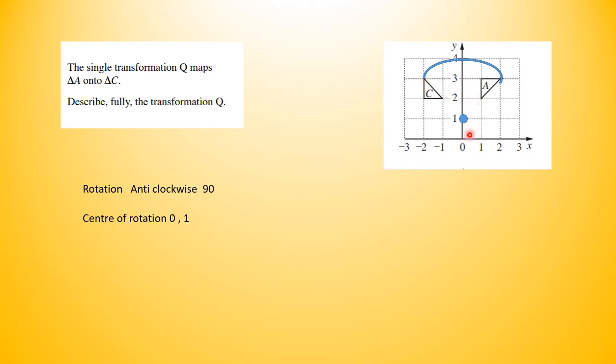I repeat, you trace triangle A onto a tracing paper, hold the tracing paper using a pencil at (0, 1), and you rotate 90 degrees anti-clockwise, where the original figure A will map onto C. So it has been transformed via a rotation of 90 degrees anti-clockwise with center (0, 1).